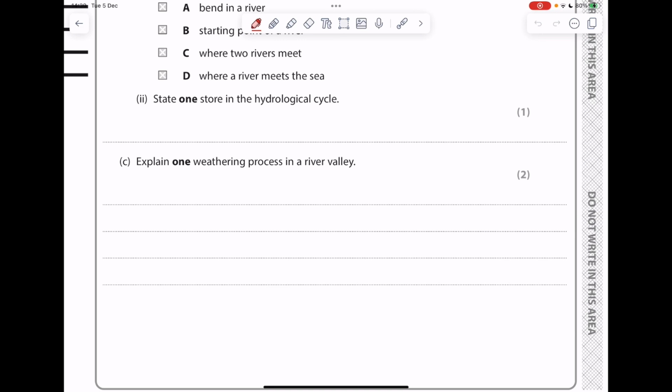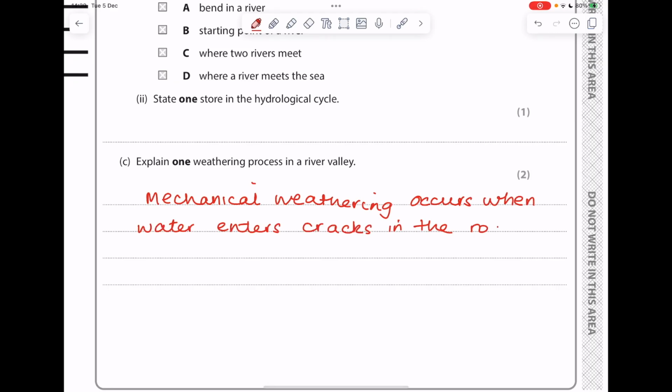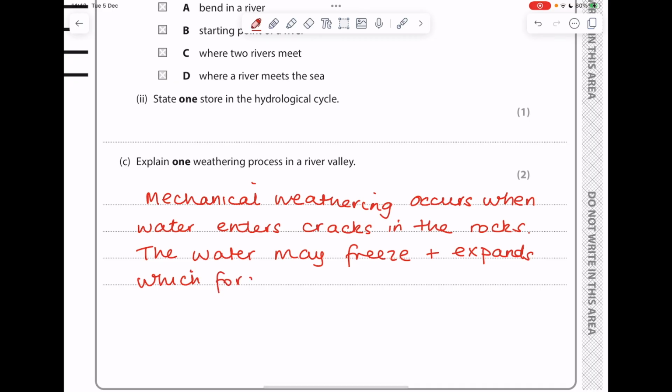I'm going to go with mechanical weathering. So this occurs when water enters cracks in the rocks. The water freezes when it's really cold, and when it freezes and turns into a solid, it expands, which forces the cracks in the rock wider, and sometimes they break off.